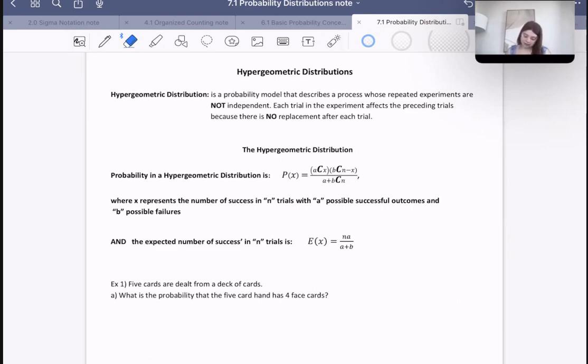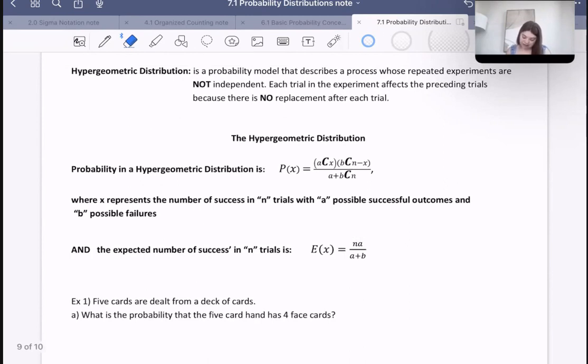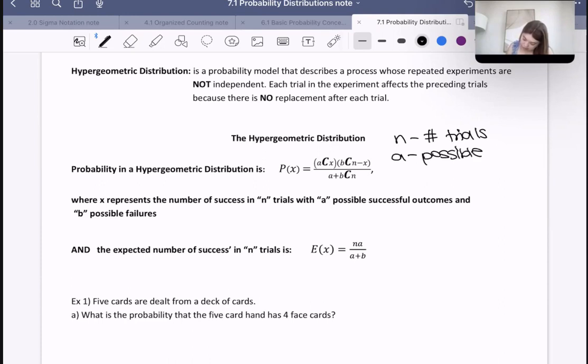So here's an example. X represents the number of successes after n trials. So n is our number of trials. A is possible successes. And B is possible failures. So it's similar to the last two. The hypergeometric is similar to geometric and binomial in the sense that we have to define what's a success and what's a failure. Oh, and the expected value is going to be nA over A plus B. And that'll come in handy for us in a little bit as well.